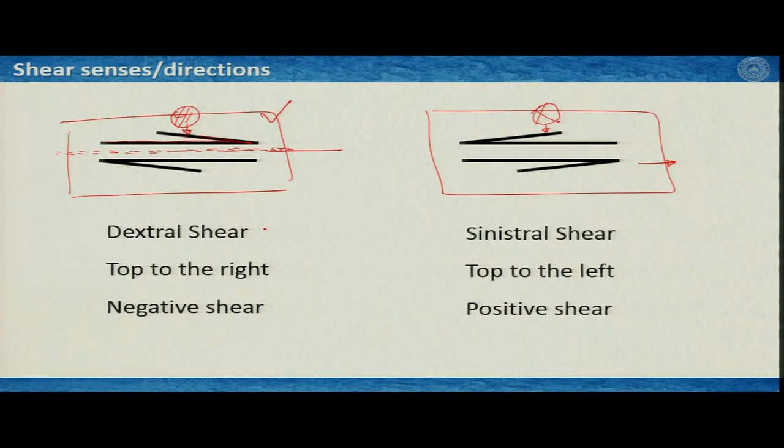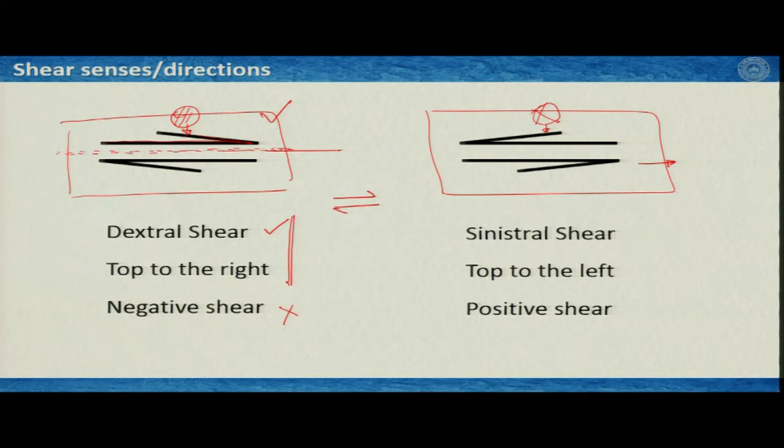sometimes we refer to it as dextral shear. So if I draw like this and I ask you what is the sense of shear, then you can say yes, this is dextral sense of shear. Sometimes we call it top to the right, the way I explained, because the material is flowing towards the right side, or moving towards the right side from the observer. We also learned that this is known as negative shear, but we hardly use this. Mostly dextral shear and top to the right, these two terminologies are used for this kind of kinematics.